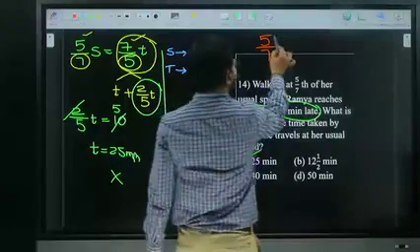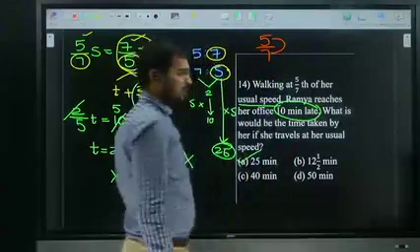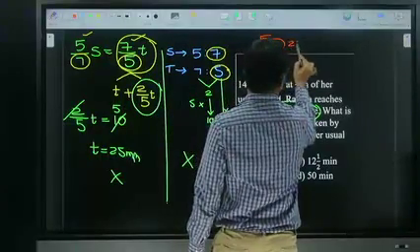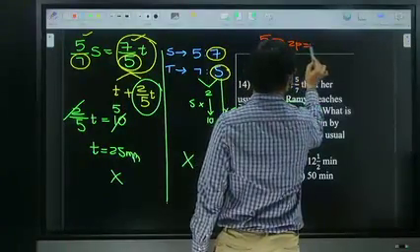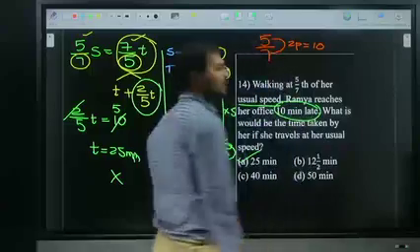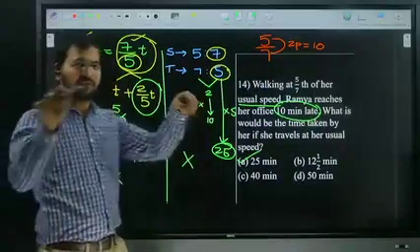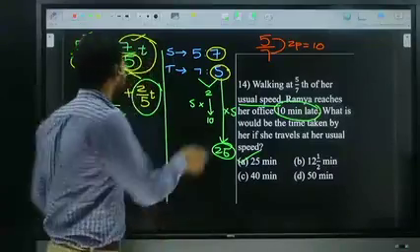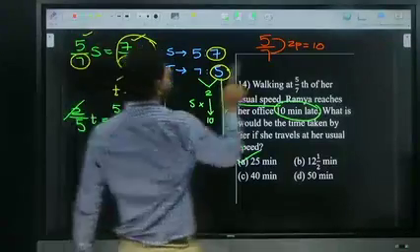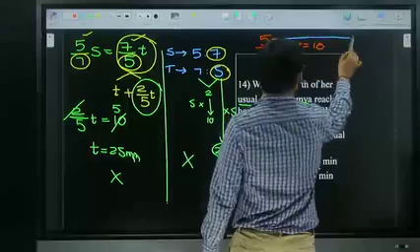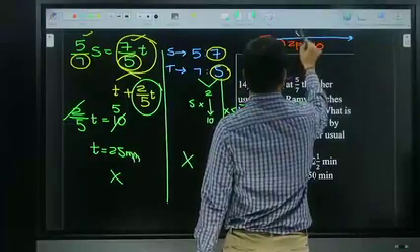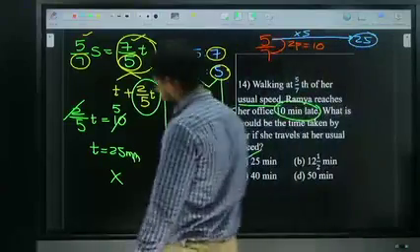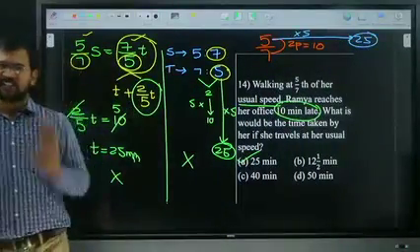How many parts difference is there between numerator and denominator? 2 parts difference is there. 2 parts is nothing but how many minutes? 10 minutes. If 2 parts is 10 minutes, now I need the original time, and the original time is 5 parts. Therefore 5 into 5, 25. Your answer is 25, within 2 seconds.